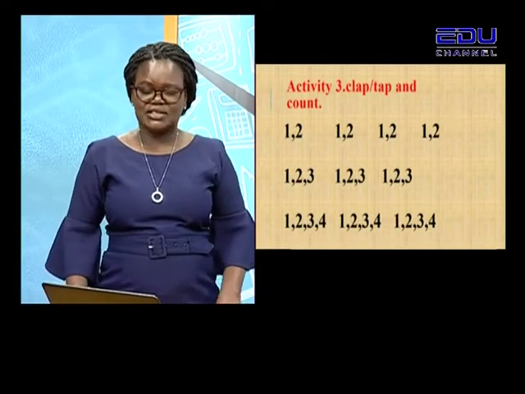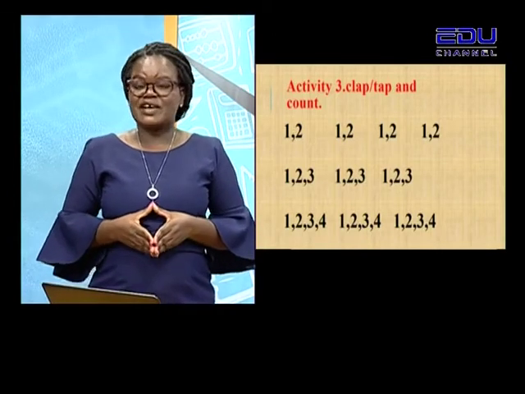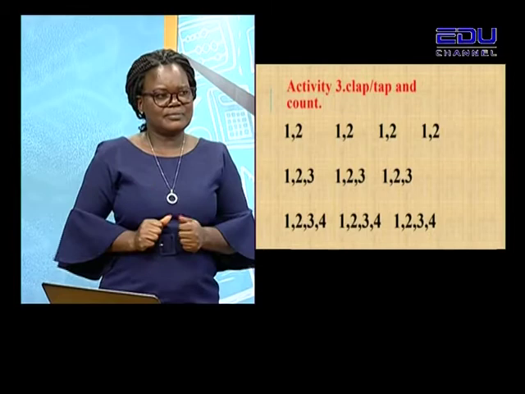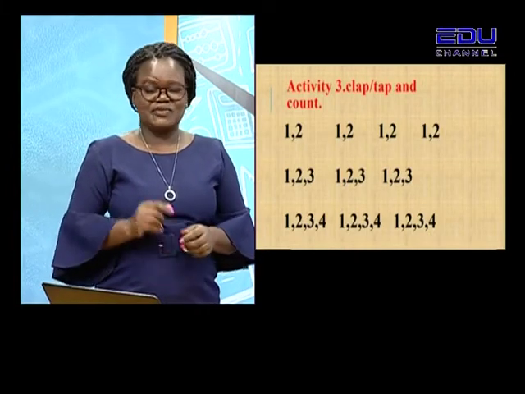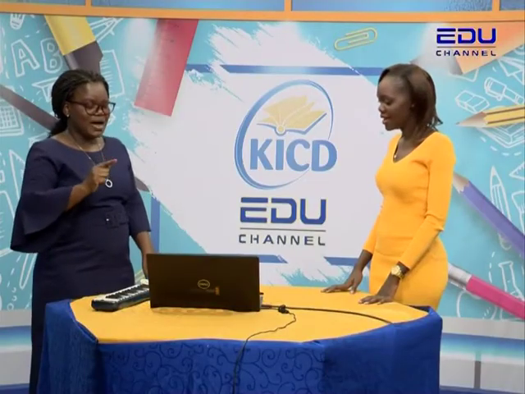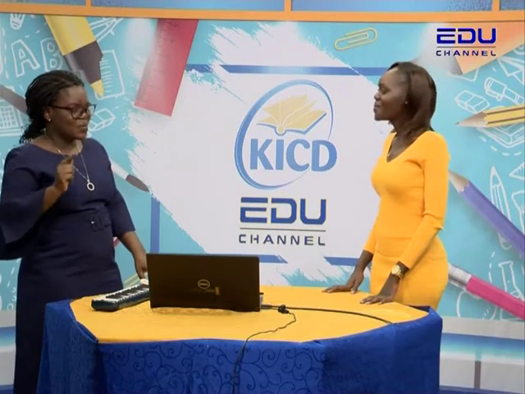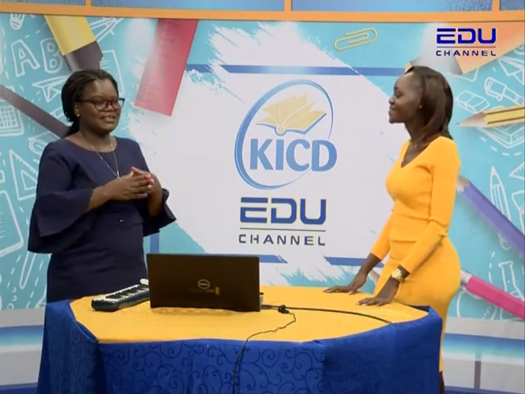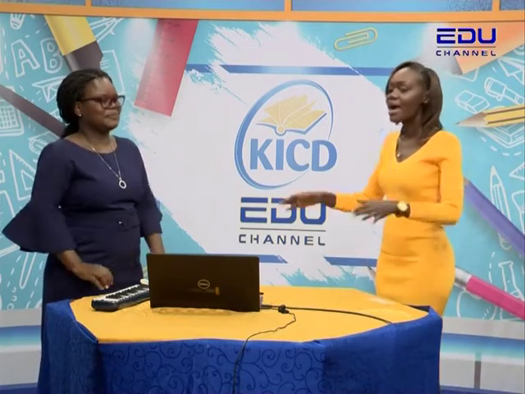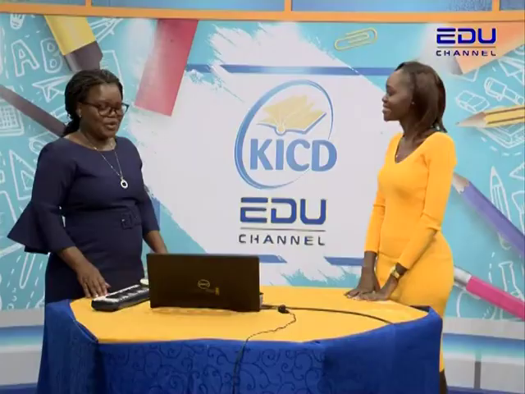So in the first line, we have 1, 2. This is the way you clap. Do we clap one like that? If it is 1, you clap 1. So listen to the way I'm going to clap the first line. One, two, one, one, two, one, one, two. I do it again as you listen. So can you clap now? 1, 1, 2, 1, 1, 2, 1, 1, 2.